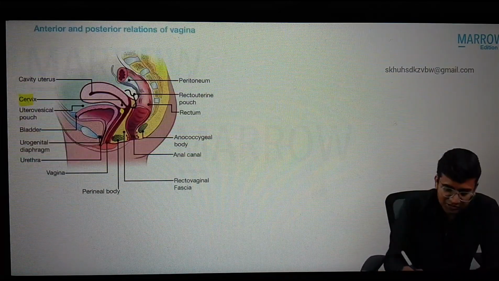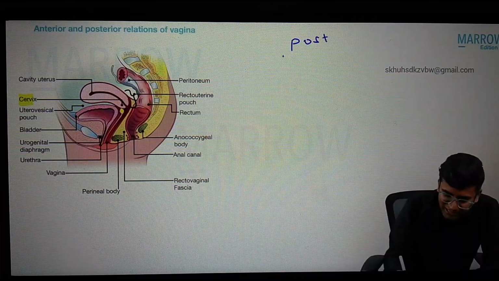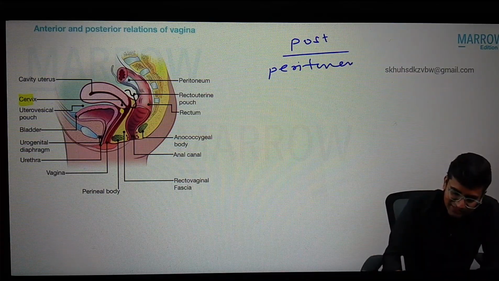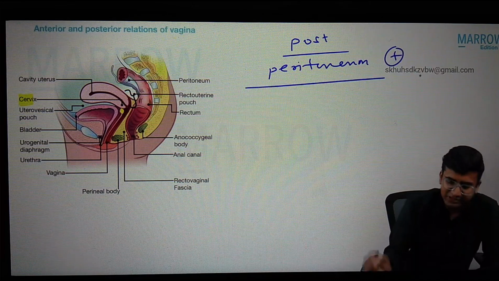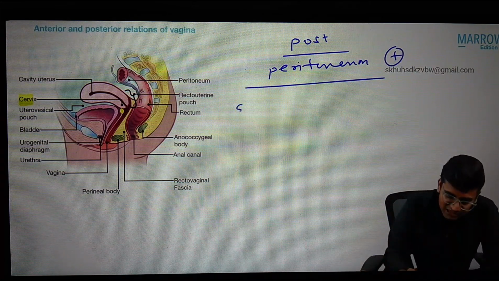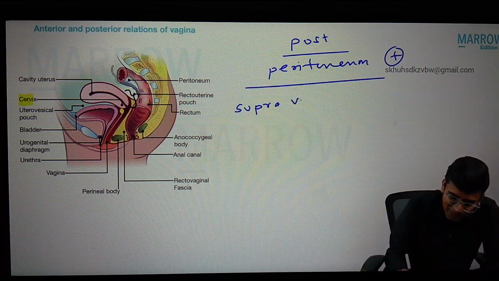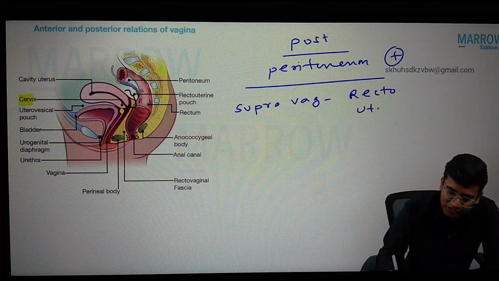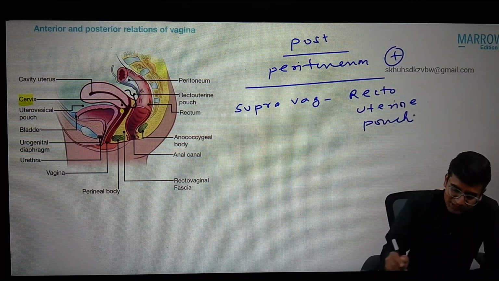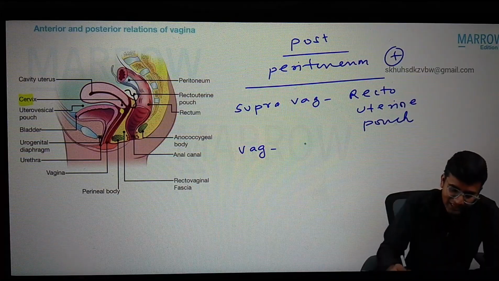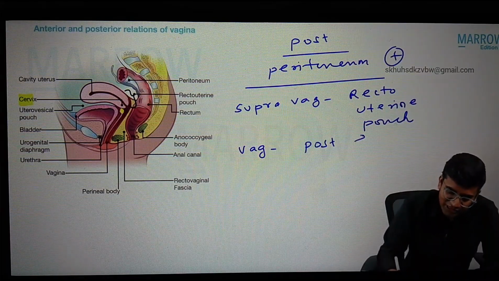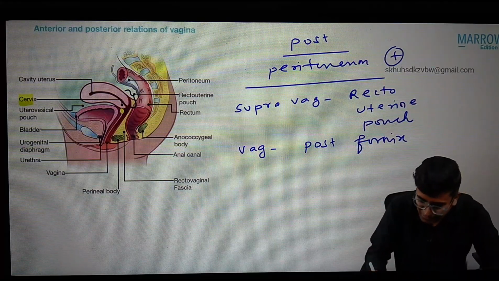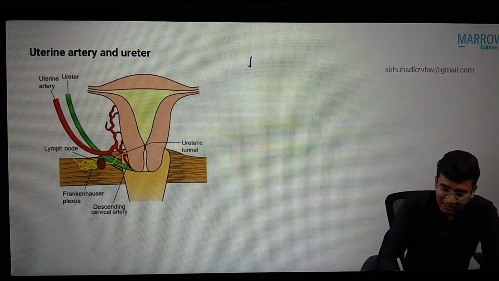So we're going to write the posterior relations. Posteriorly, the cervix is covered with the peritoneum. What is the relation? The supravaginal part is related to the recto-uterine pouch, and the vaginal part is related to the posterior fornix of the vagina. Right. Now, what about the lateral side?